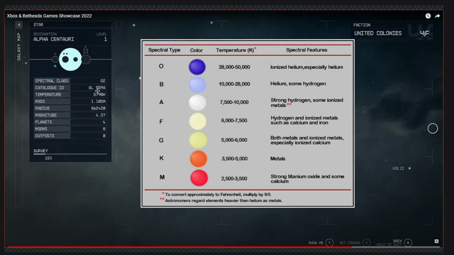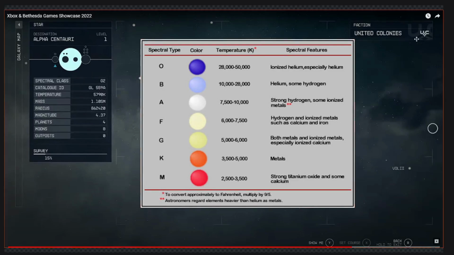Catalog ID GL559A, that's just another way we can catalog stars and put them in a database. So they actually got that right too. That is Alpha Centauri's actual catalog for the star system. Its mass, this is how you know it's Alpha Centauri A for sure, is 1.1. That is 1.1 times the size of our sun. So it's just slightly bigger than our sun. Alpha Centauri B is slightly smaller. And then there's Proxima Centauri, which is really small because it's a red dwarf.